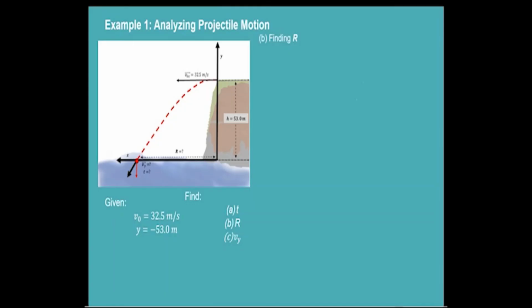Next, let's proceed to letter B, finding the range. So, the value of our initial horizontal position is x equal to 0 meters. Now, let x be equal to R. R is equal to x sub 0 plus v sub 0 x t plus 1 half a sub x t squared. So, this is a familiar equation. This is equation number 2 for UAM.